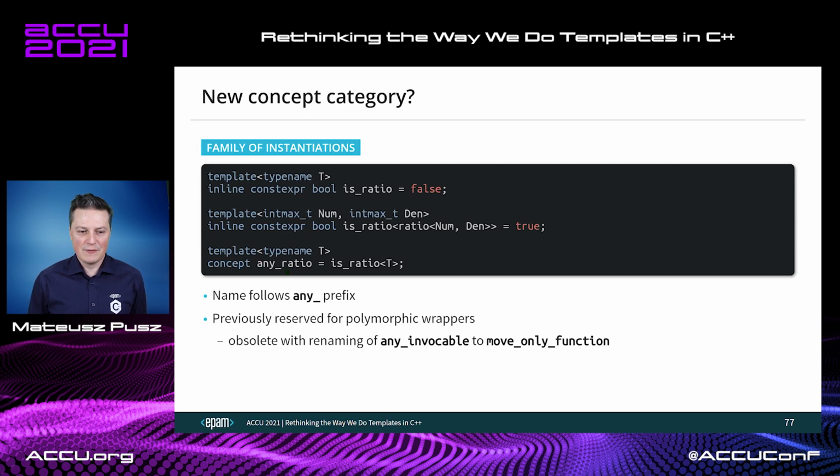But it seems that maybe the prefix any is free right now, because at the very beginning we said that the prefix any should be reserved for polymorphic wrappers. But in the last discussions about any invocable, and the outcome to rename it to move-only function, maybe any can be used for such concepts. Otherwise, I don't know what's a good name for this category, but I think it's really useful.